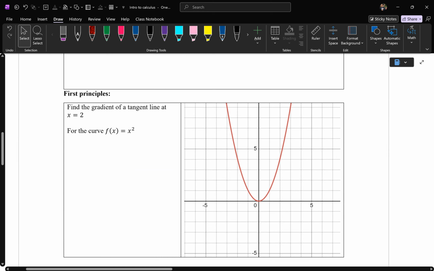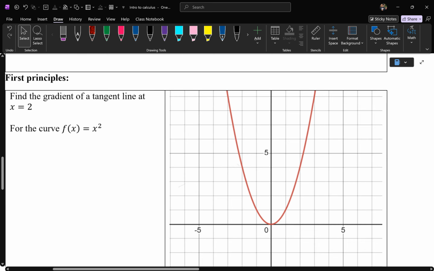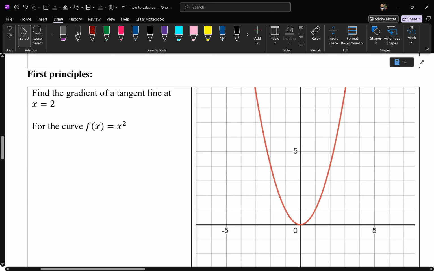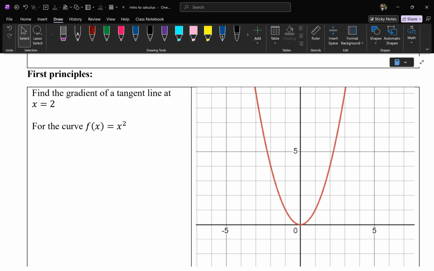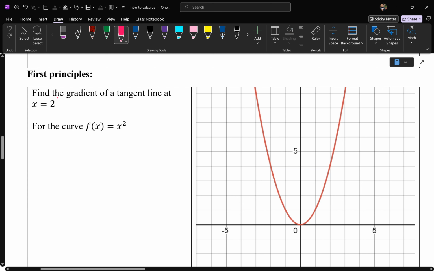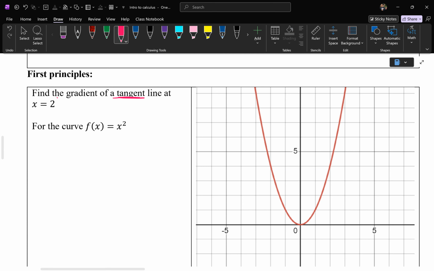Let's now look at the very first concept, because we're interested in finding instantaneous rate of change. So we know how to find average rate. We don't know how to find instantaneous rate yet. Let's say we want to find the gradient of a tangent line. Remember, a tangent line is a straight line that touches the curve exactly once. Where do I want to touch? At x equals 2. So here it says at x equals 2.